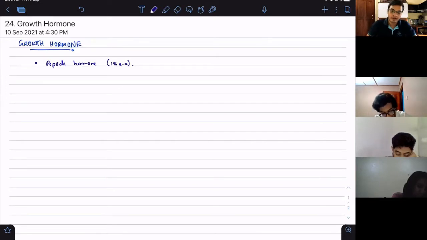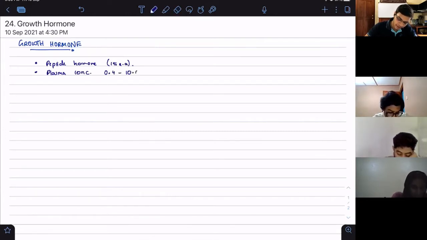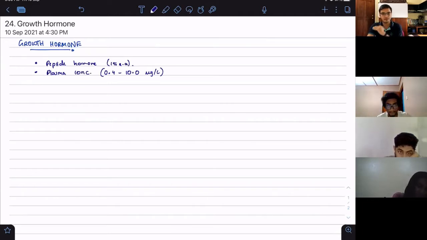Plasma concentrations of growth hormone, guys, are in the range of 0.4 to 10.0 micrograms per liter. In males and females it varies a little, but we don't need to know that.